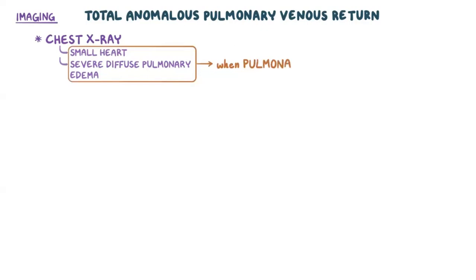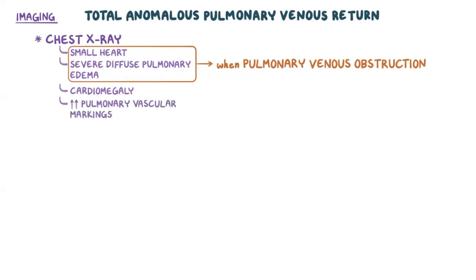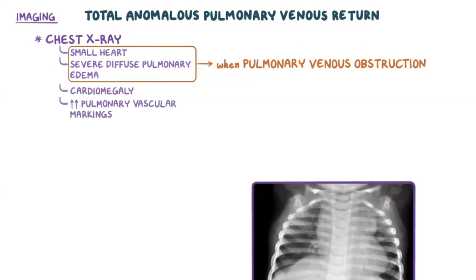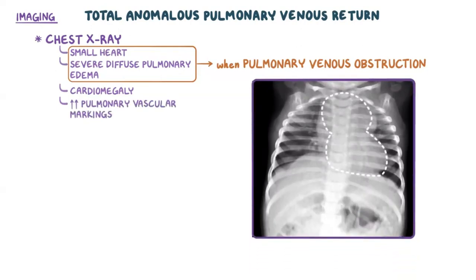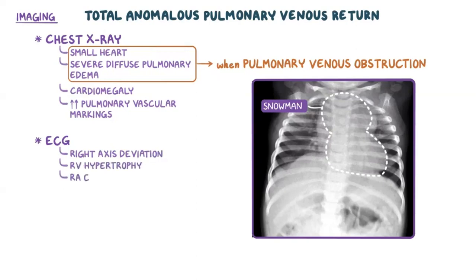Next, chest x-ray might show a small heart and severe diffuse pulmonary edema where there is pulmonary venous obstruction. Otherwise, there is cardiomegaly along with increased pulmonary vascular markings. In other cases, the anomalous venous pathway creates a second round shadow above the heart, resembling a snowman. ECG shows right axis deviation, right ventricular hypertrophy, and occasionally right atrial enlargement.